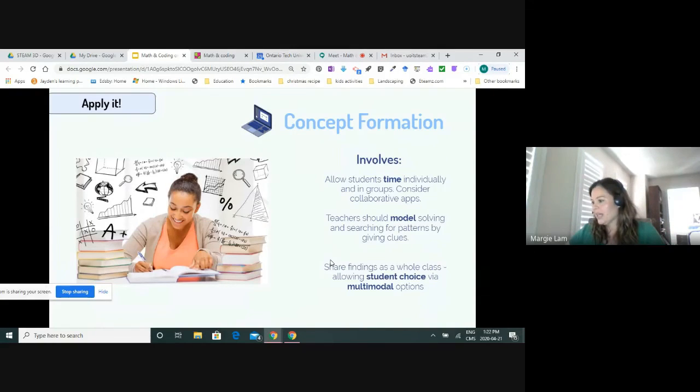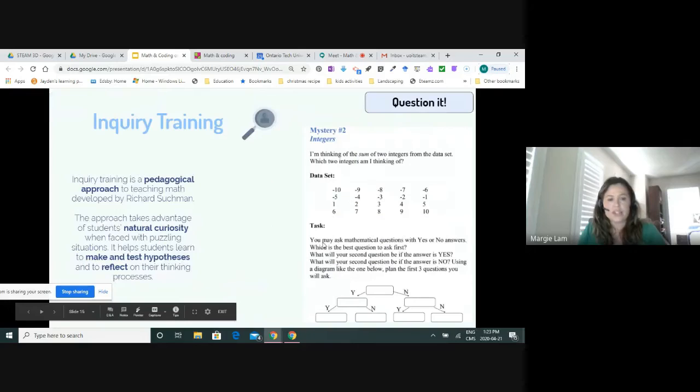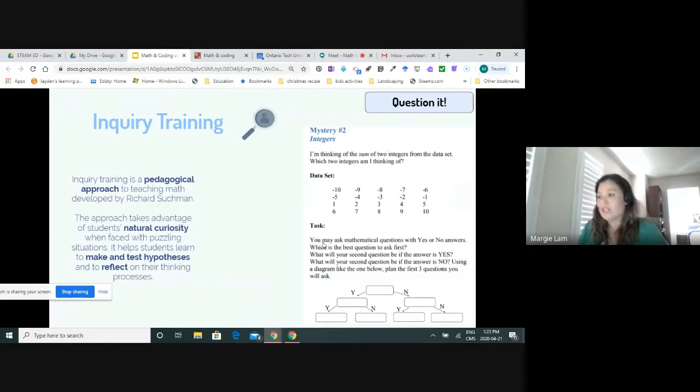And again, this is just one example of how to use this pedagogical approach. I'm just going to go into the last one, which is inquiry training. Inquiry training is really, and I think quite a few of us have used this.